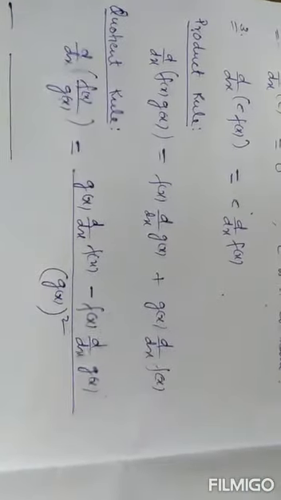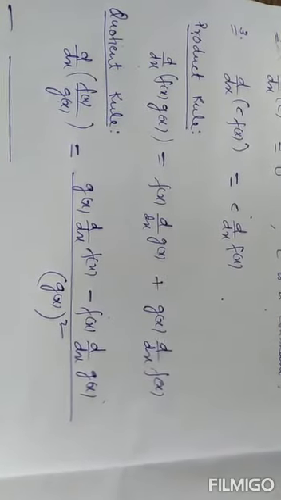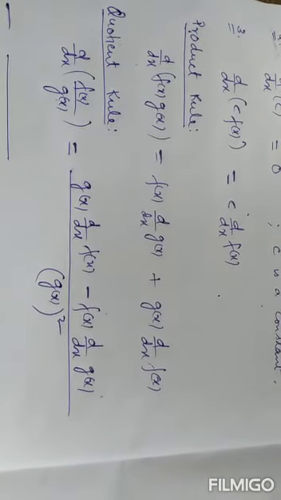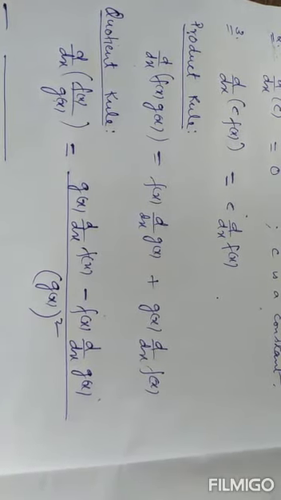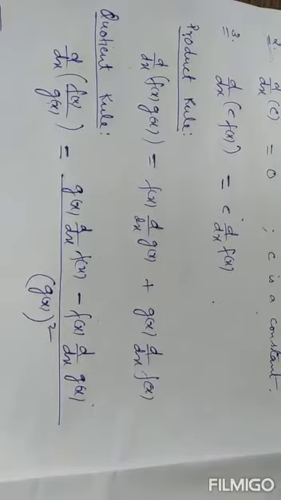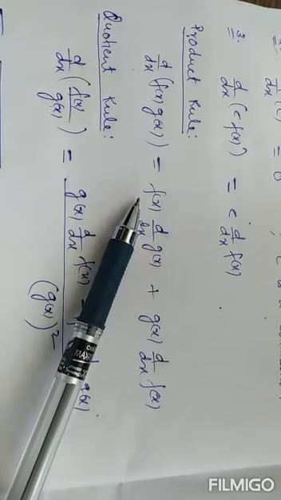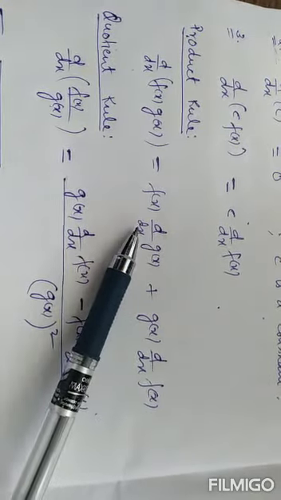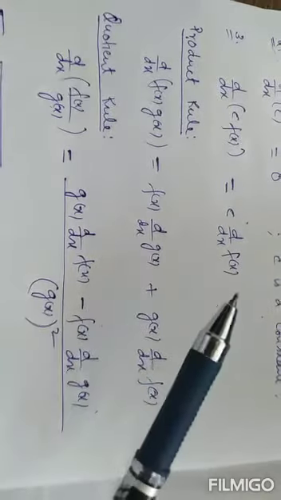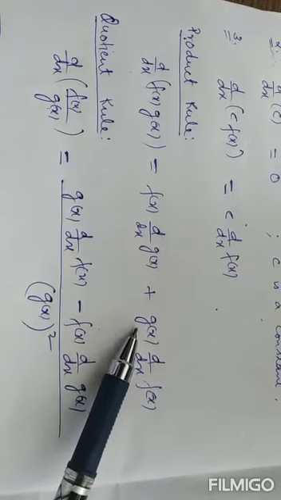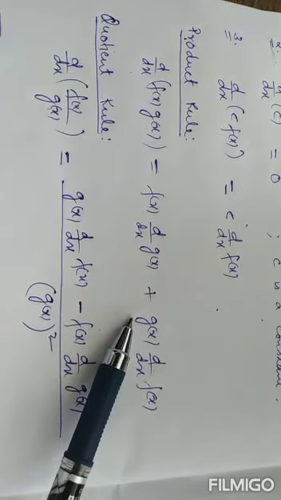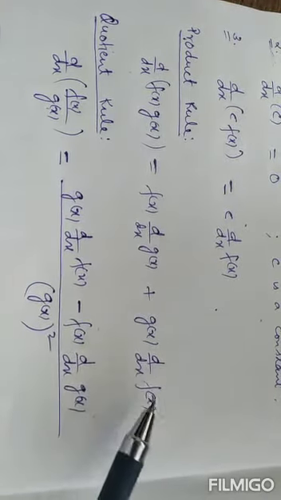Now I will come to the product rule. d/dx of f(x) g(x), that means the function f(x) times g(x). So what I'll have here: f(x), at first it will remain constant, then I have to differentiate the second function g(x), plus. Now the second function g(x) will remain constant, and I have to differentiate the function f(x).